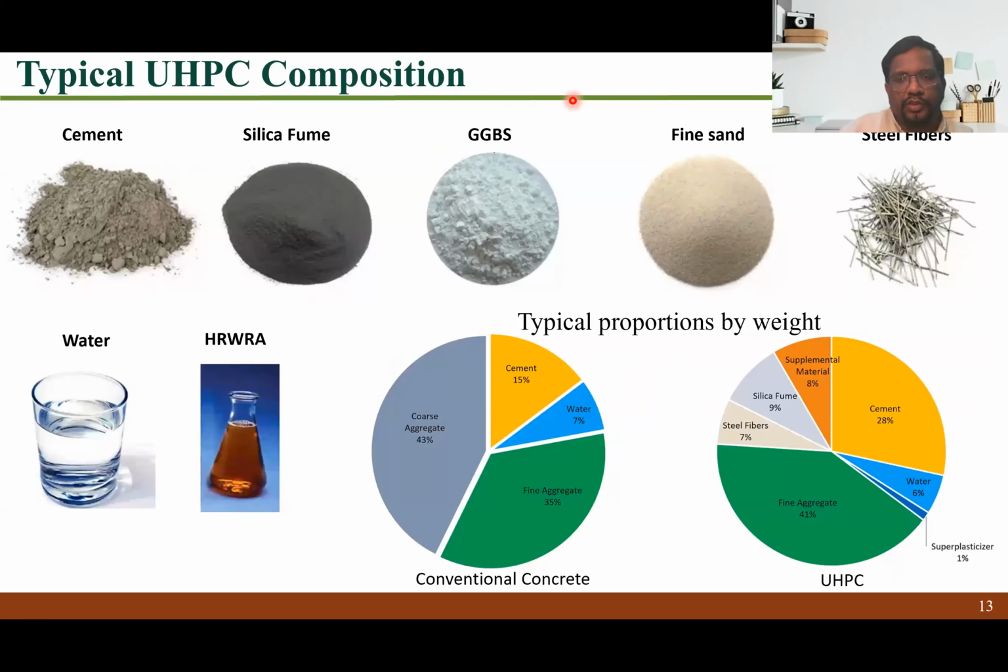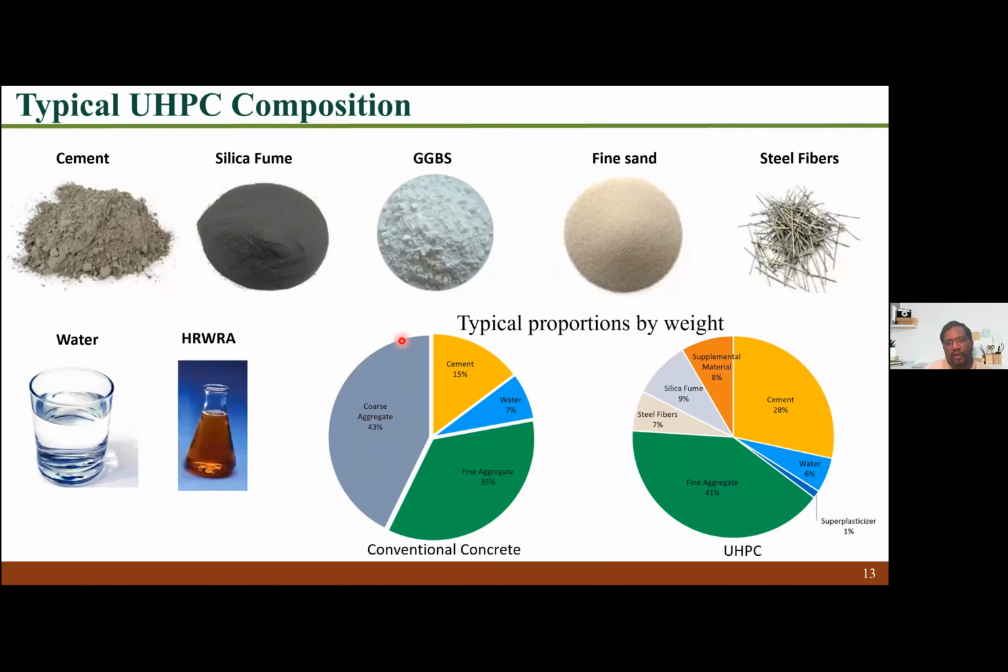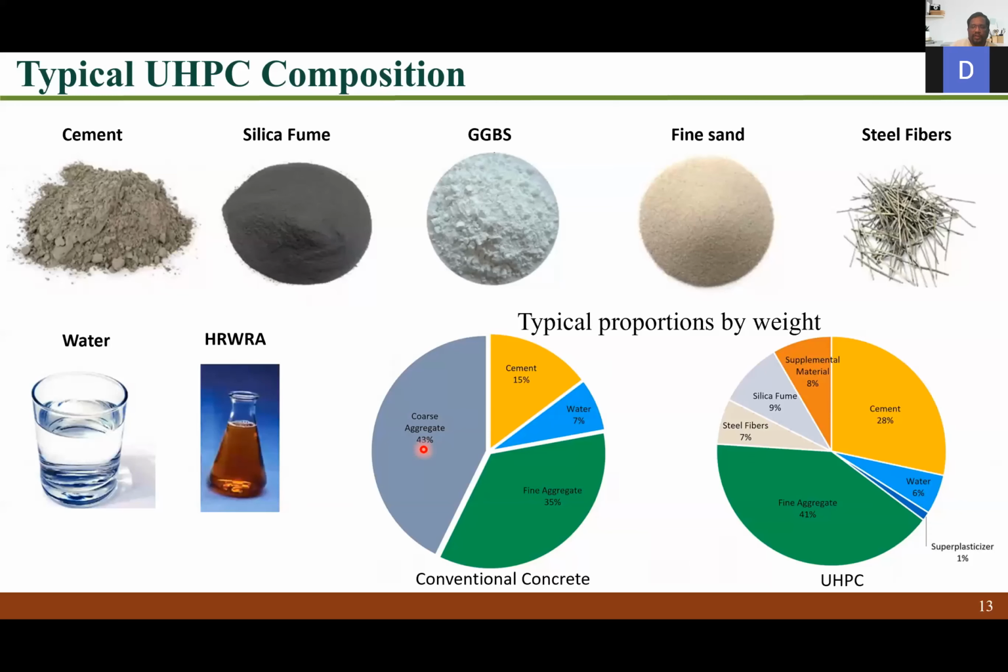Again, what is the typical UHPC composition? In conventional concrete, as I've told you, we use coarse aggregate for reducing shrinkage, reducing cost, and getting dimensional stability. Almost 43% of the weight of conventional concrete, maybe we can say 40 to 50%, is occupied by coarse aggregate, about 15% of the weight by cement, 7% by water, and about 35% by fine aggregate.